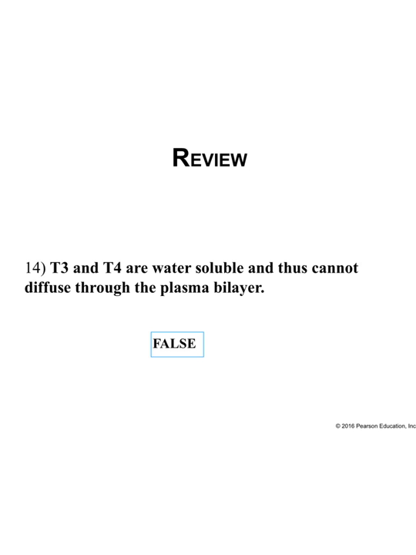Okay, T3 and T4 are water soluble and therefore they cannot diffuse through the plasma membrane bilayer. That's false. If you remember, thyroid hormone is the one exception of an amino acid derived hormone that is hydrophobic, which means that it's not water soluble. And T3 and T4, remember, are going to affect the nucleus. So they have to be able to get through the plasma membrane.